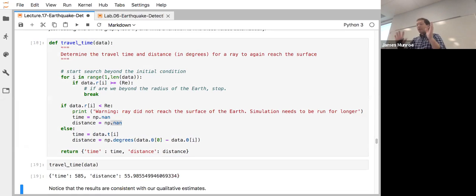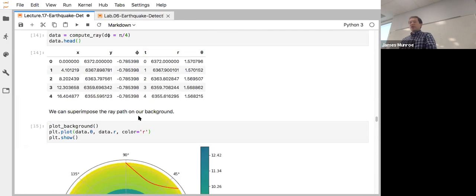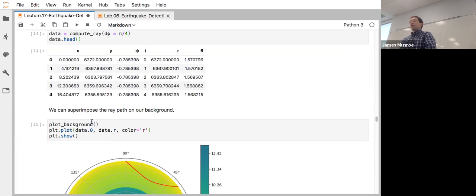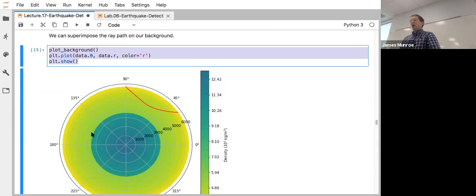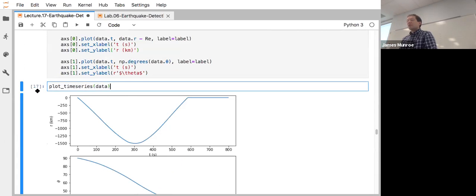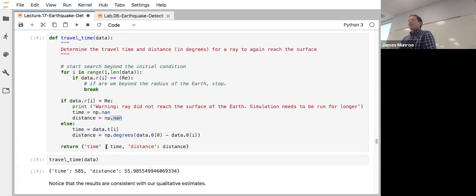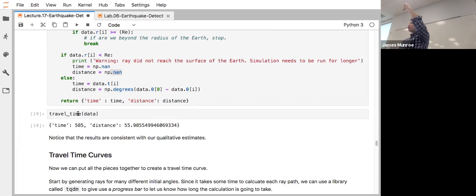Okay, so if I run it for this data, you can have a function which says this thing took 585 seconds and it traveled a distance of 56 degrees along the surface. So these are tools that we can use to come up with our travel time curve. Okay, so we figured out how to solve it. There's a function called compute ray. We've looked at how to plot the data, as in what it looks like in cross-section. We have a tool to plot its time series, and we have a tool to figure out how long it takes a wave that traveled at an initial angle of 45 degrees into the Earth.